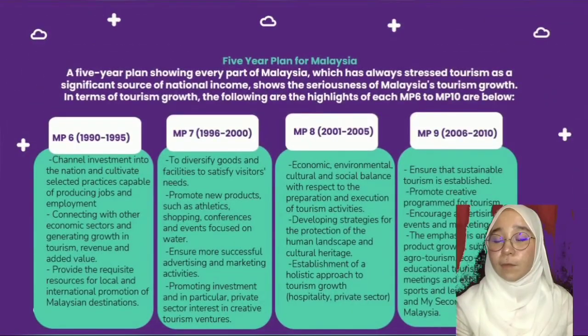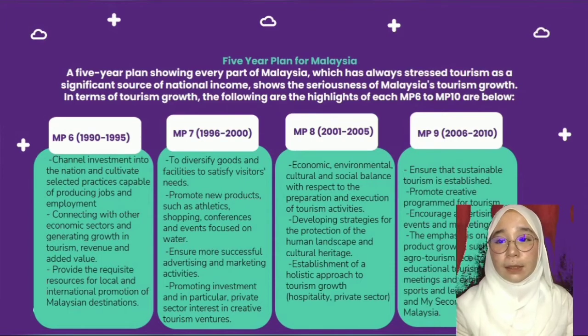Okay, next is the 5-year plan for Malaysia. A 5-year plan showing every part of Malaysia, which has always stressed tourism as a significant source of national income. It shows the seriousness of Malaysia's tourism growth. In terms of tourism growth, the following are the highlights of each plan from MP6 to MP10 below.